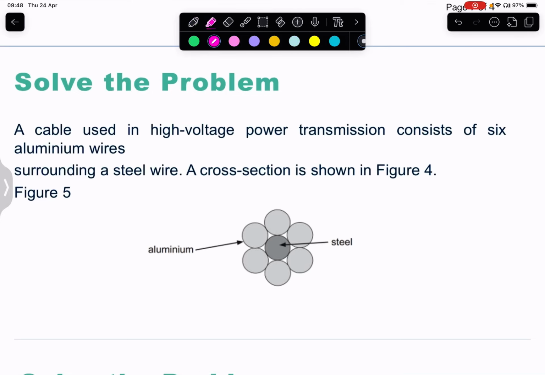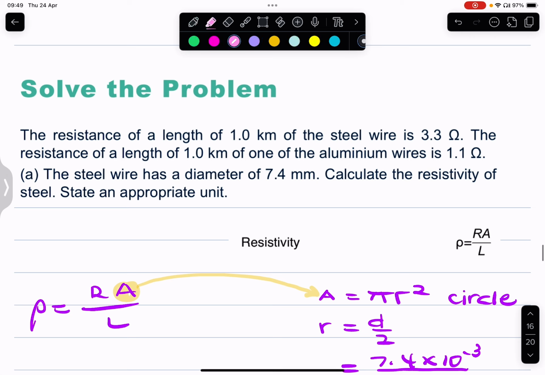So here we're told about a transmission line that consists of aluminium and steel wires. So there are 6 aluminium wires and a steel cable in the middle. Each of these is circular, and they give us information about the length of these cables, 1 kilometer. So you need to multiply that by 10 to the power 3 to convert to meters.